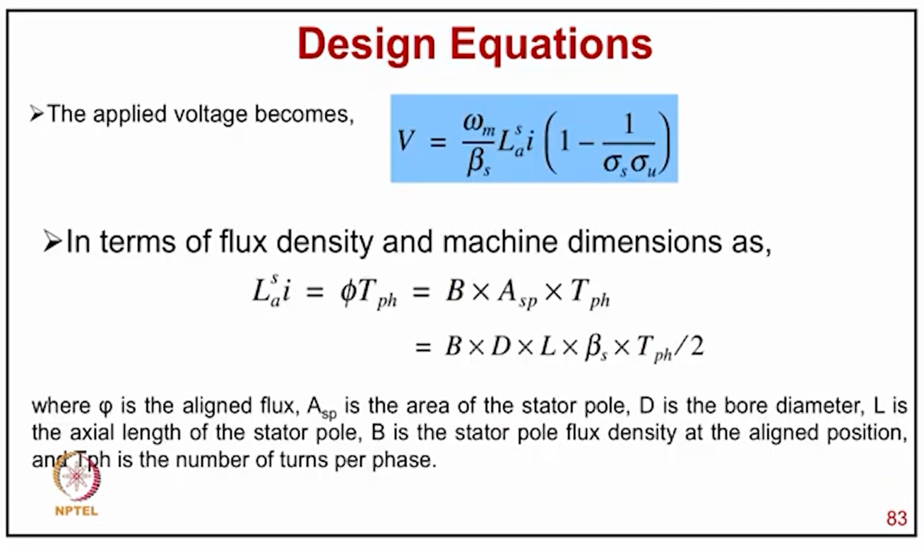So now the applied voltage V equals omega_m upon beta_s into L_AS into I, in bracket 1 minus 1 upon sigma_s sigma_u. In terms of flux density and machine dimension, L_AS into I equals phi into T_PH, equal to B into A_SB into T_PH, or equal to B into D into L into beta_s into T_PH by 2, where phi is the aligned flux linkage, and A_SB is the area of the stator pole, D is the bore diameter, L is the axial length of the stator pole, B is the stator flux density in the aligned position, and T_PH is the number of turns per phase.